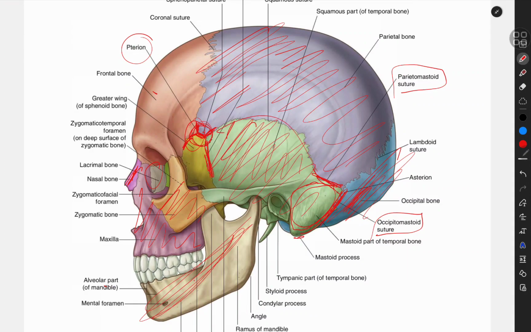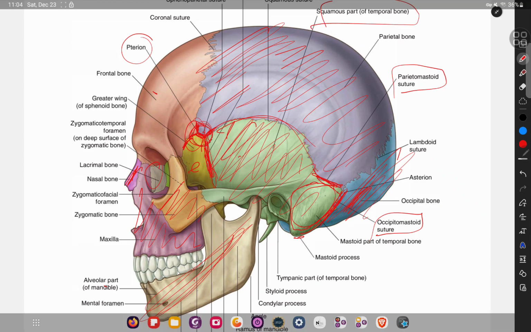This is the squamous part, with the parietal and sphenoid parts. Squamous part of the temporal bone.